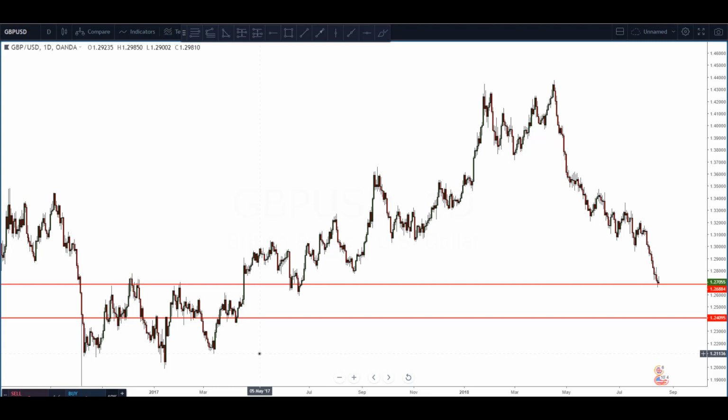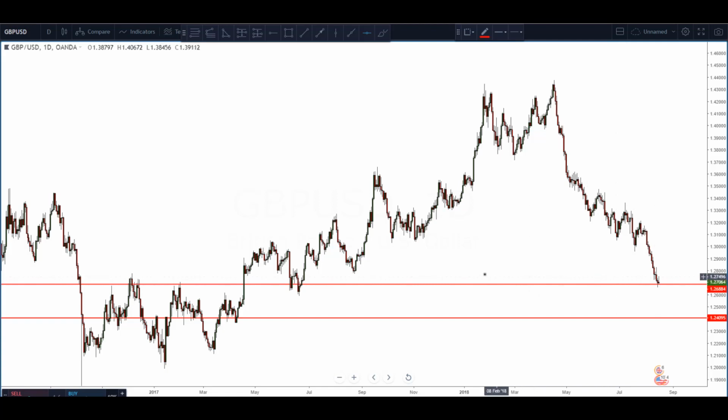That helps me to understand where they're going to be, but there's no really specific rules that I use other than needing that level to be tested more than once. So this is something, again, that you'll get better at with experience. And what we'll do now is point out our two levels of resistance above price action.